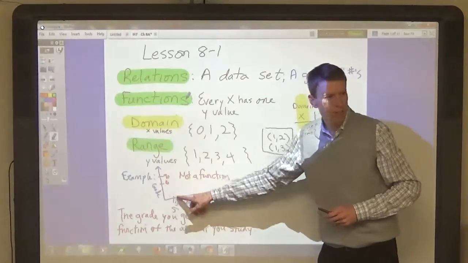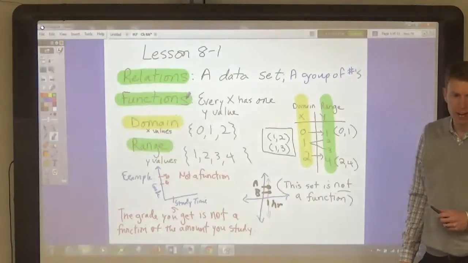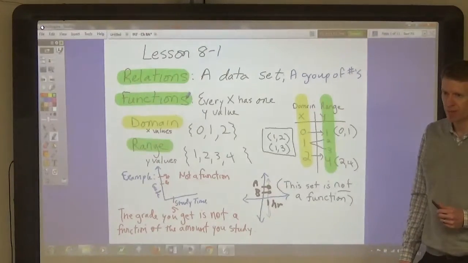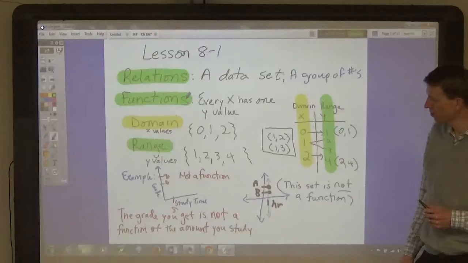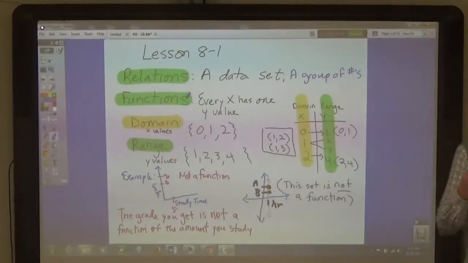If the same x value gives you 2 different y values on a graph, then it's not a function. Okay? The grade you get is not a function of how much you study. Some people might study a lot and do really, really well. Some people might study a lot and just get an average grade. 2 different grades, study the same amount. That's an example of something that is not a function. Okay?